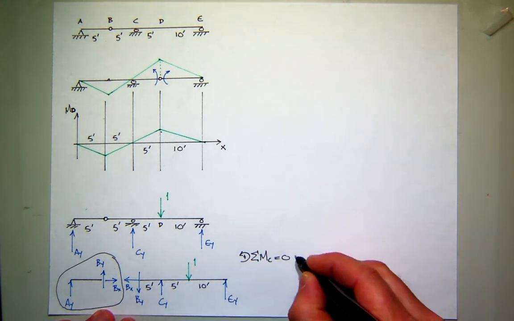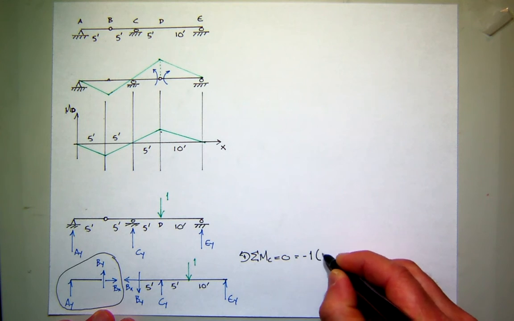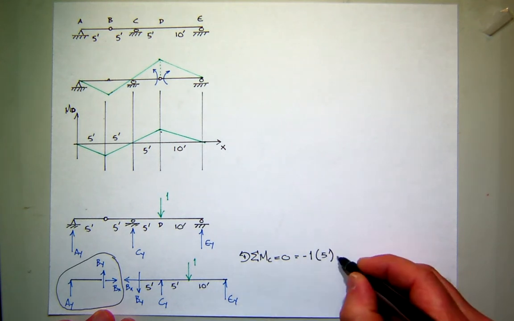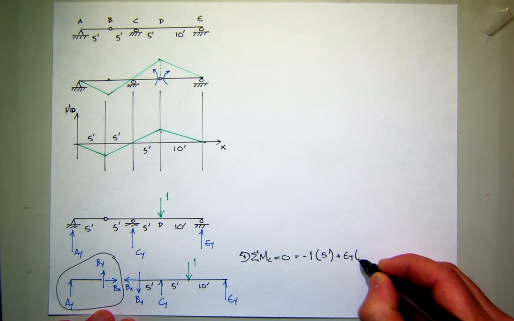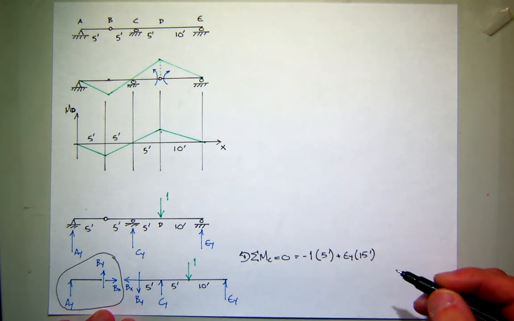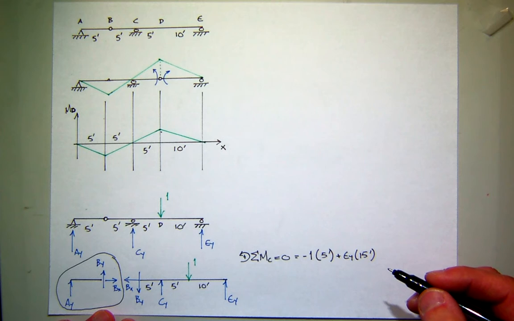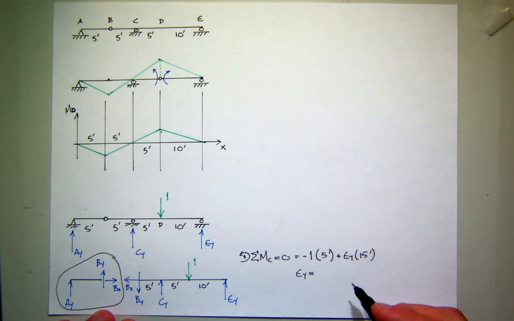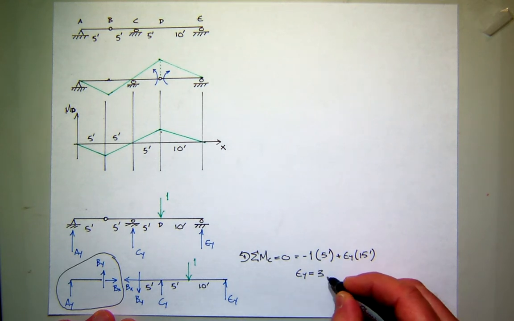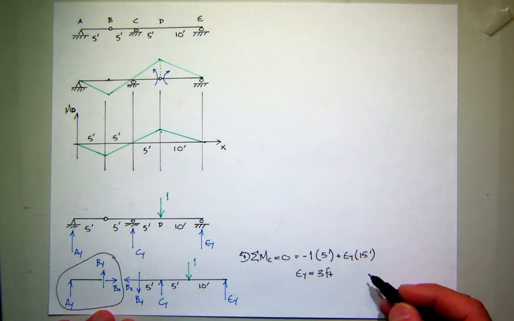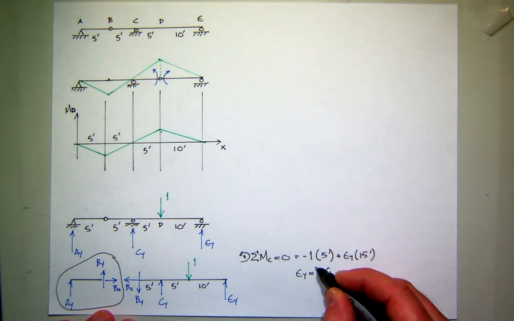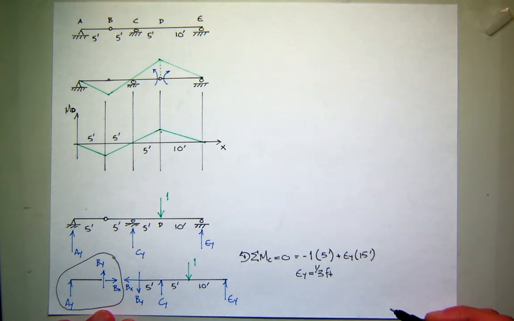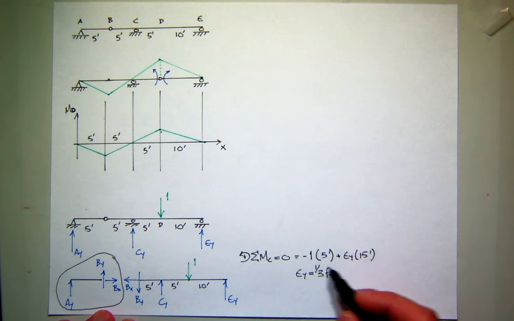So summing moments about C, what do I have? The unit load creates negative moment with the moment arm of 5 feet. And EY creates positive moment with the moment arm of 15 feet. Okay? So what's EY? 15 divided by 5, it's 3. It's got this weird unit. It's just feet, right? Oh, it's the other way around. It's 1/3. Sorry. I did the same thing somebody else did. It should be 5 divided by 15.